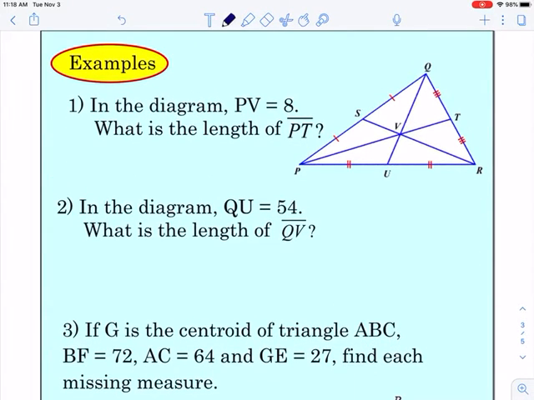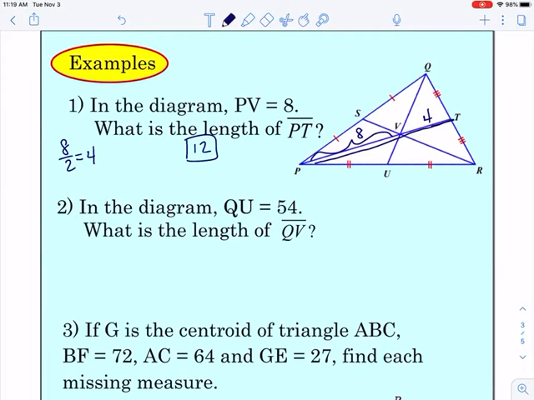Okay, so in the diagram, PV is going to be 8, and we want to find the length of PT. So PV is this piece right here. That's 8, and we want to find the length again of the entire segment PT. So again, PV is going to be twice as long as VT. So the first thing that I'm going to do is take the 8 and divide it by 2. I'm going to get 4. So this piece over here is going to be 4. So all together, it's going to be 12.